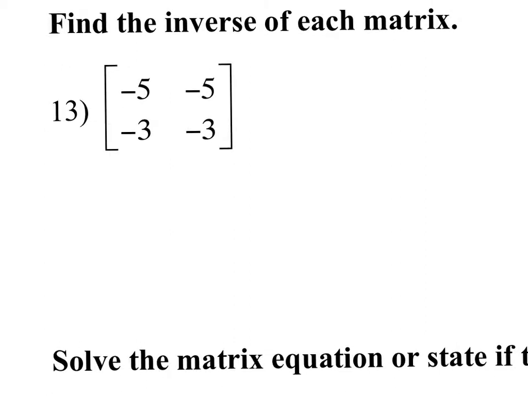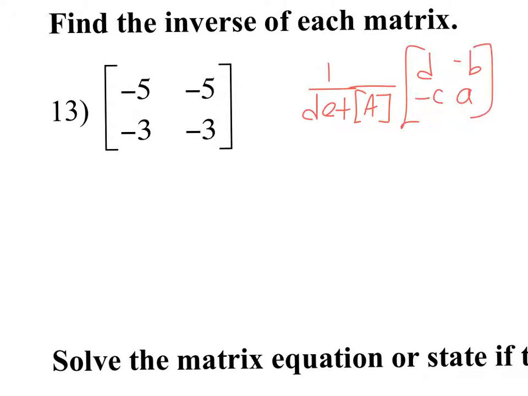For 13, we're going to find the actual inverse here. So we're going to use the determinant, but this is going full inverse. We know that the inverse is going to be 1 over the determinant of the matrix. And then we're going to flip our forward diagonal and make the backward diagonal the opposite sign of what it is.